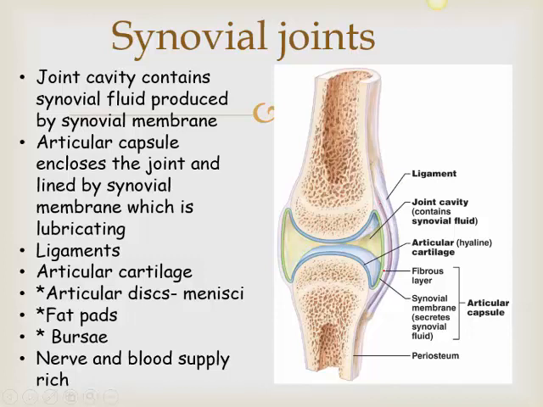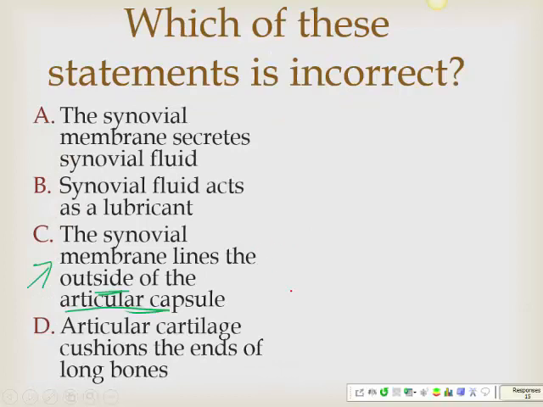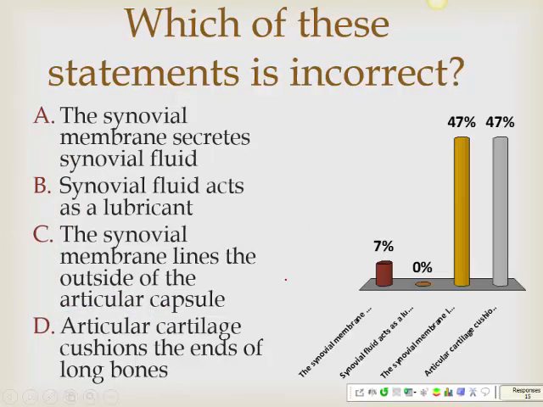This is the articular capsule or fibrous capsule. See where the synovial membrane is. It's lining the inside of this capsule. If it was lining the outside, the fluid would be outside the joint and you'd have a big swelling outside your joint. Nothing would be present inside the joint. So therefore, this is the correct answer, okay?